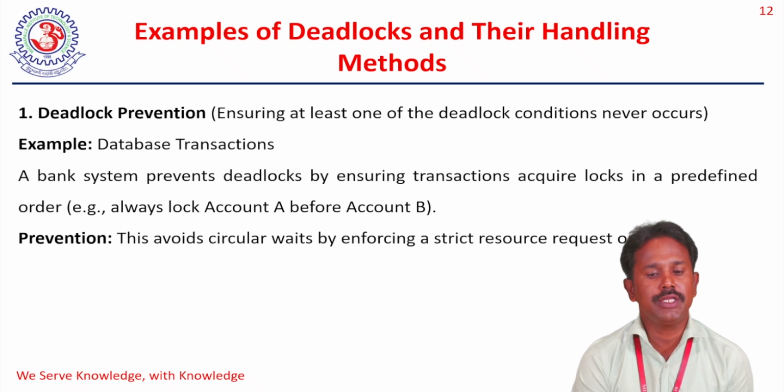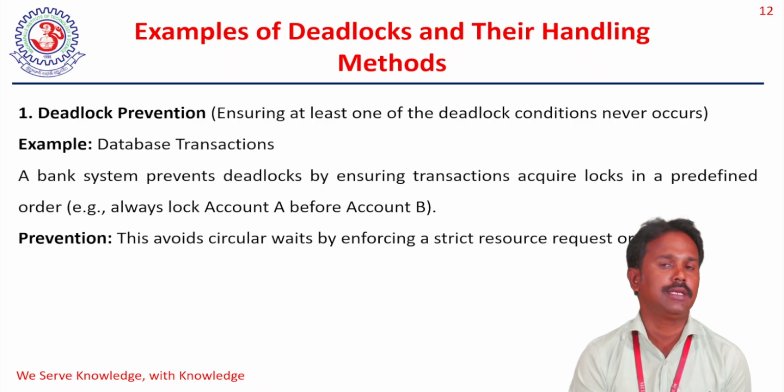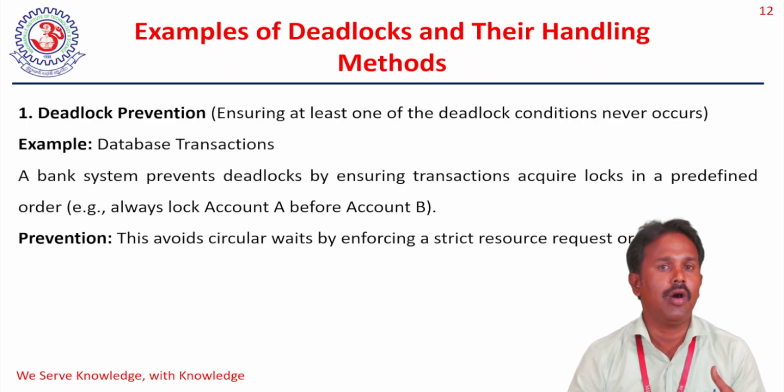These are some real-time examples of deadlocks. First method is deadlock prevention, ensuring at least one of the deadlock conditions never occurs. For example, in database transactions, if you take a banking transaction, a bank system prevents deadlock by ensuring transactions acquire locks in a predefined order. How to prevent: this will avoid circular waits by enforcing a strict resource request order. For example, always lock account A before account B.